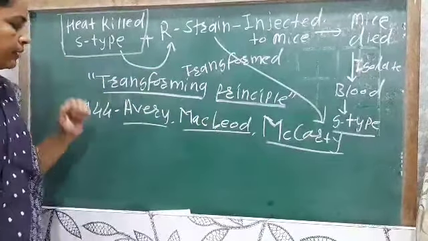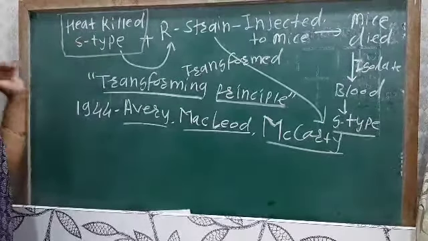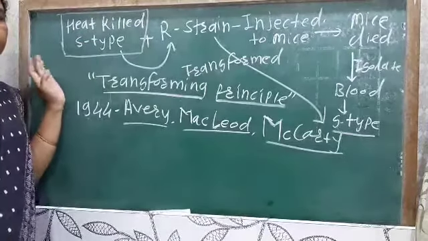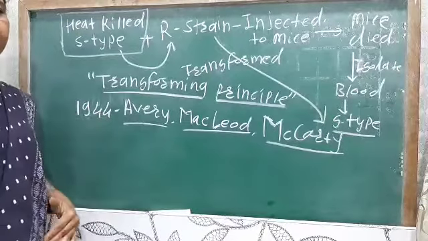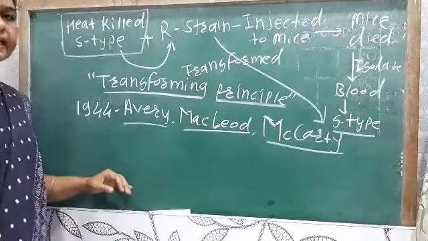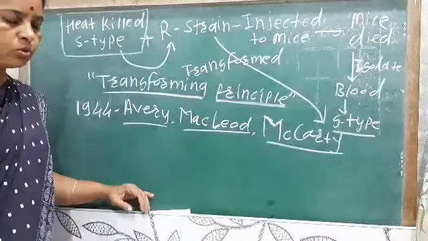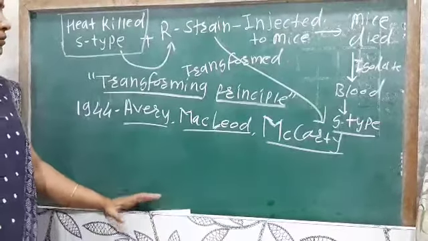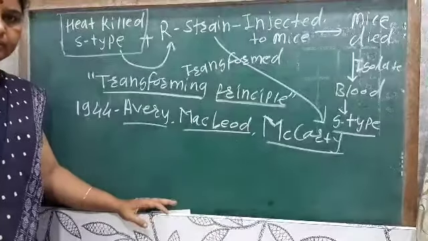For their experiment, they used the heat killed S type bacteria, and from this heat killed S type bacteria they isolated the protein, RNA and DNA, and then observed which is the transforming principle. So see, that is about the Avery MacLeod and McCarty experiment.